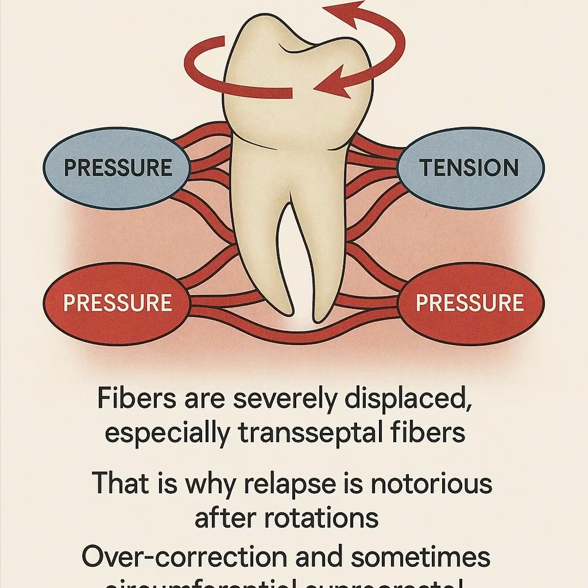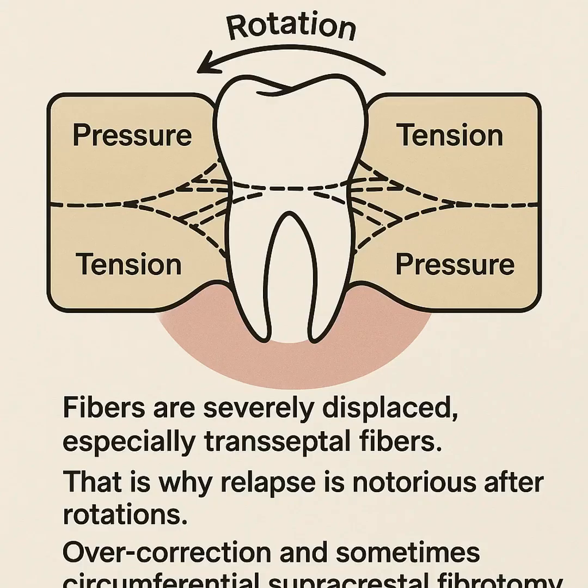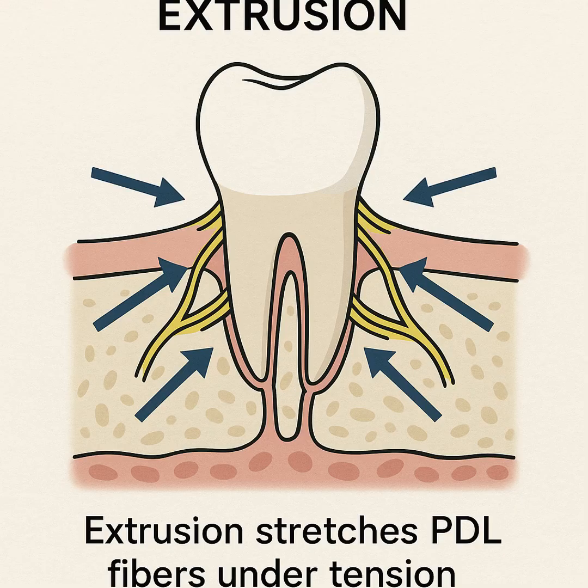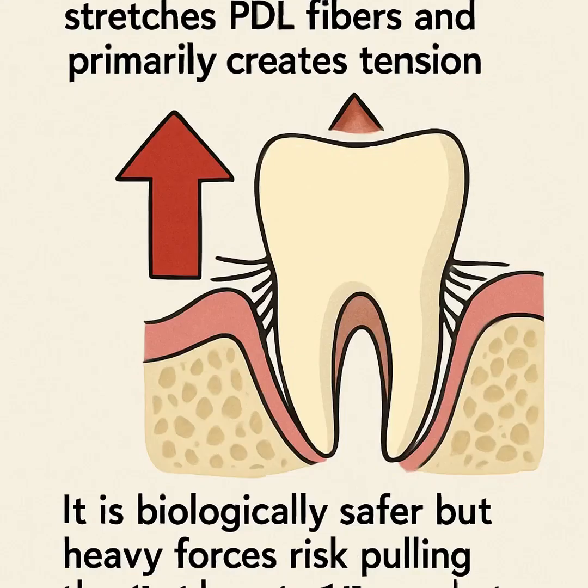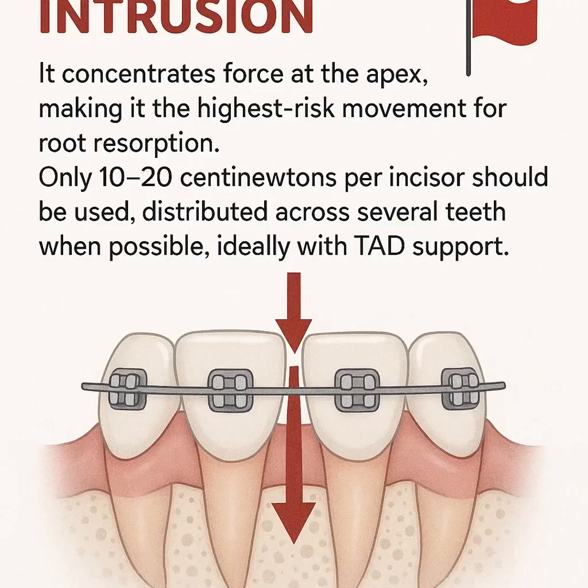Rotation twists a tooth around its long axis. It creates 2 pressure and 2 tension zones. Fibers are severely displaced, especially transeptal fibers. That is why relapse is notorious after rotations. Overcorrection and sometimes circumferential supracrestal fibrotomy are required. Extrusion stretches PDL fibers and primarily creates tension. It is biologically safer, but heavy forces risk pulling the tooth out of its socket.